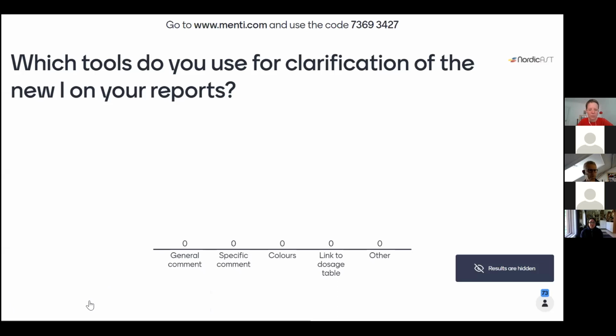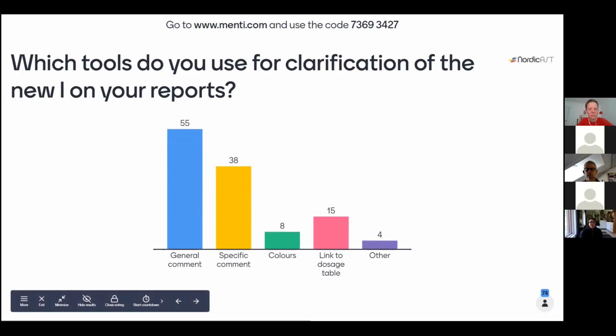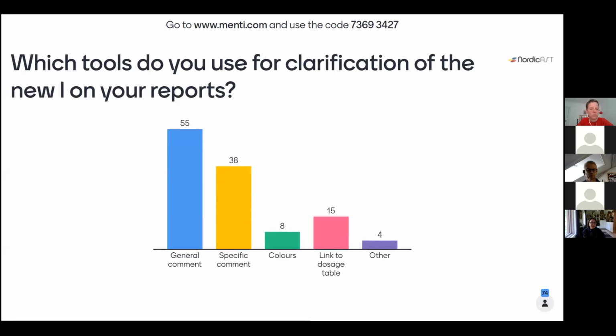So the vote is closed, isn't it? A majority are using a general comment, probably explaining what the new I definition is. And then some are using colors. I think it's very interesting because in Helsinki and in Huslab, we do not have this opportunity. And I think it was a very elegant way to report what you show, Barbara. So I'm very envious of that.